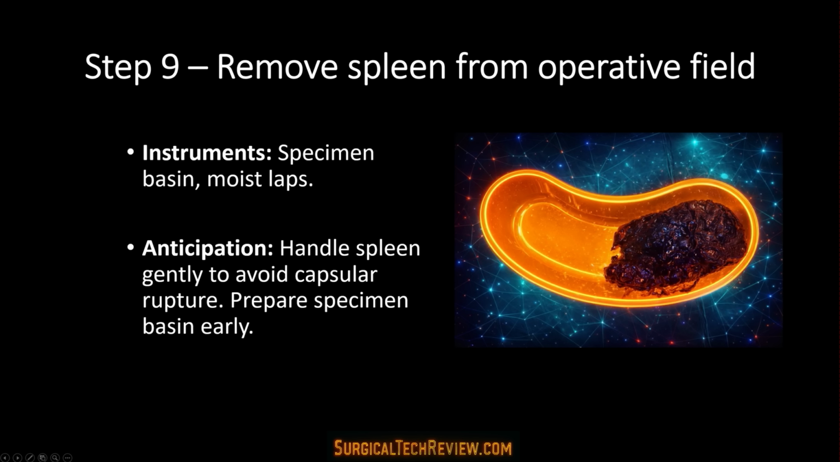Step 9. Remove spleen from the operative field. The spleen is removed carefully to prevent capsular rupture and placed in a specimen basin. Handle spleen gently to avoid capsular rupture. Prepare specimen basin early.